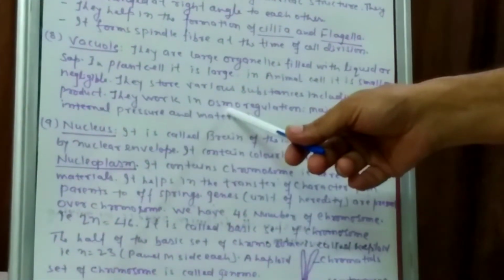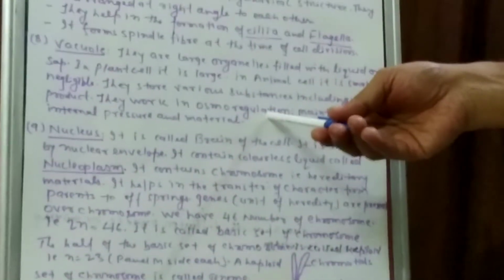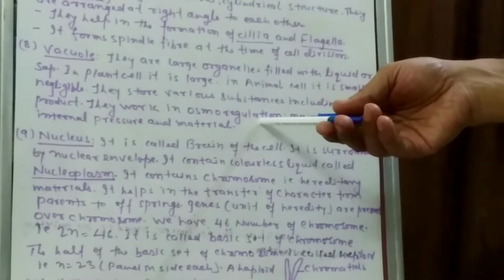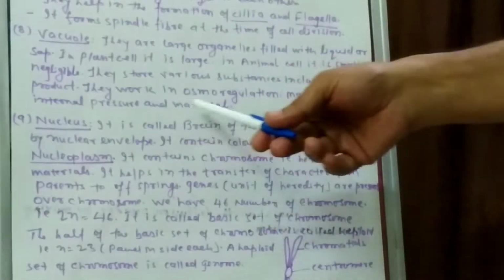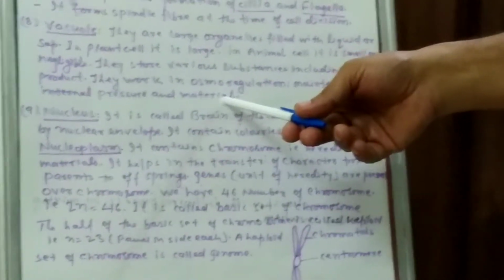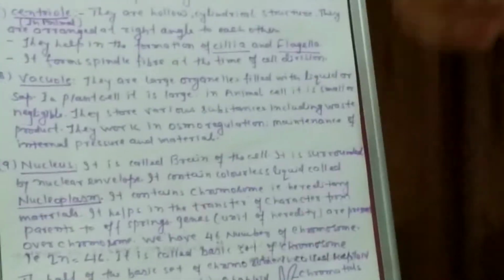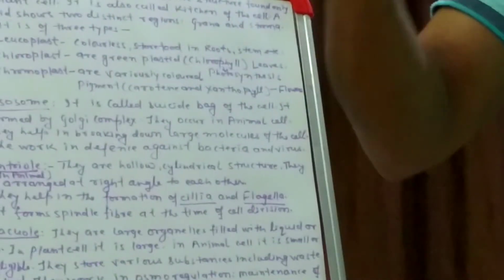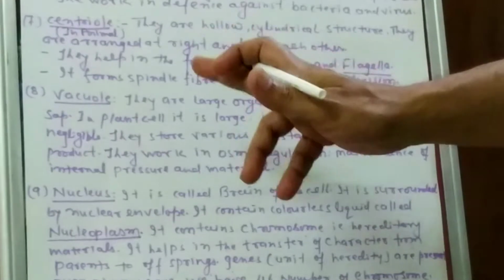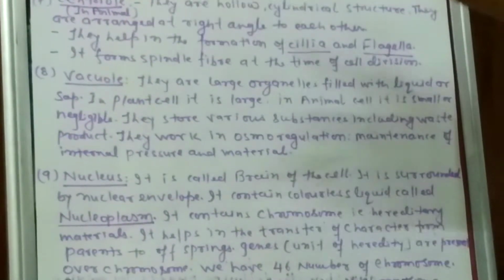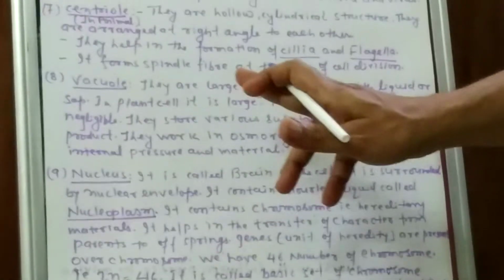They work in osmoregulation, that is the maintenance of salts and water in our body, maintenance of internal pressure and the materials in our body. Regulating the movement and the concentration of salts and water in the body is called osmoregulation. And this osmoregulation takes place by the process of osmosis. That is why it is known as osmoregulation.